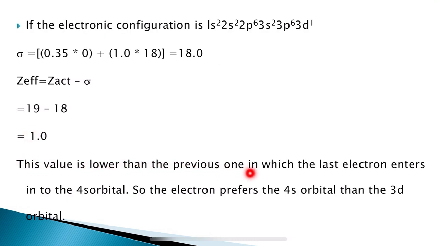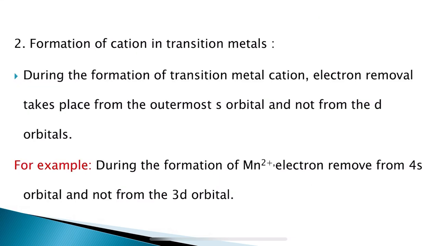Since it is a lower value than the previous one, in which the last electron enters the 4s orbital, the electron always prefers the 4s orbital over the 3d orbital. In this way, Slater's rule helps us understand how the 4s orbital will fill first before the 3d orbital. Another important application of Slater's rule is the formation of cations in the transition metals.